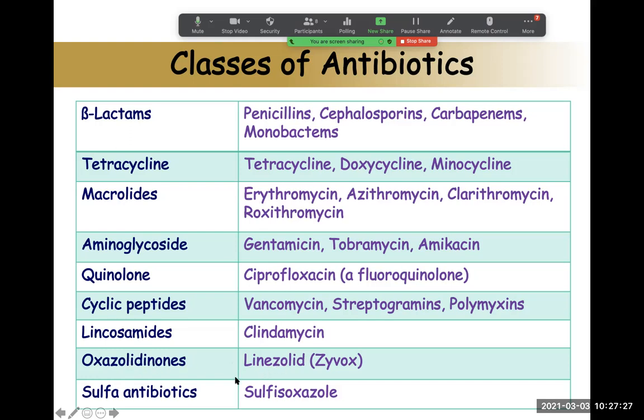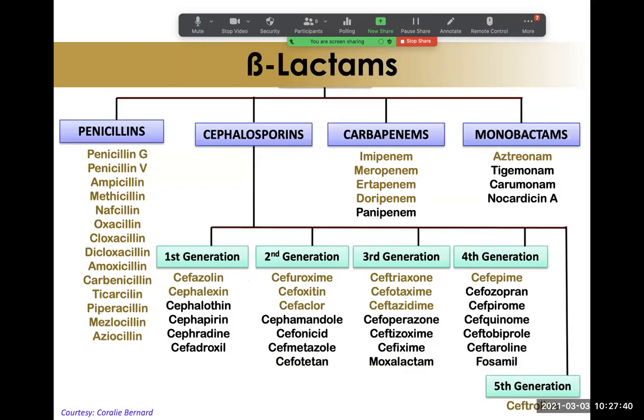this linezolid. And then, of course, there are antibiotics with sulfur in them. So they're known as the sulfur antibiotics or sulfur drugs. There are people allergic to sulfur compounds. So you need to make sure they do not have a sulfur allergy.